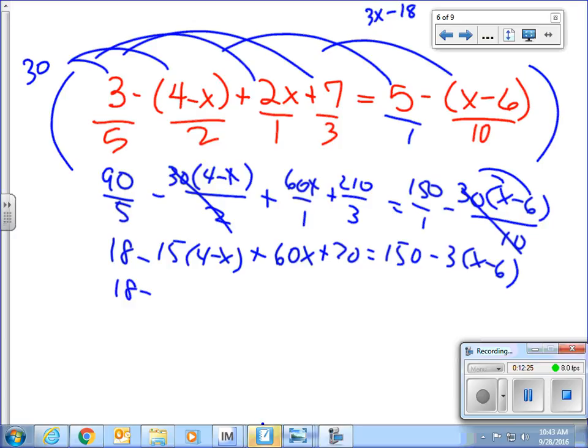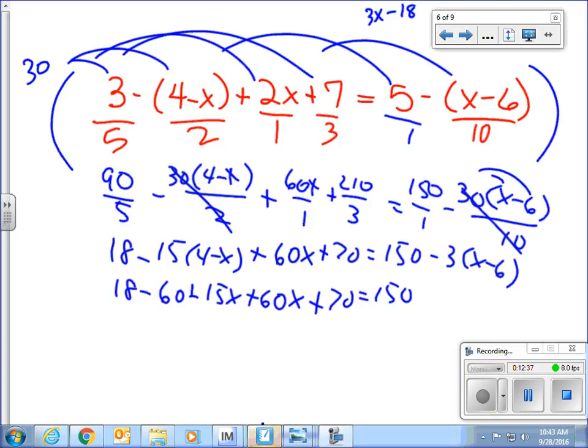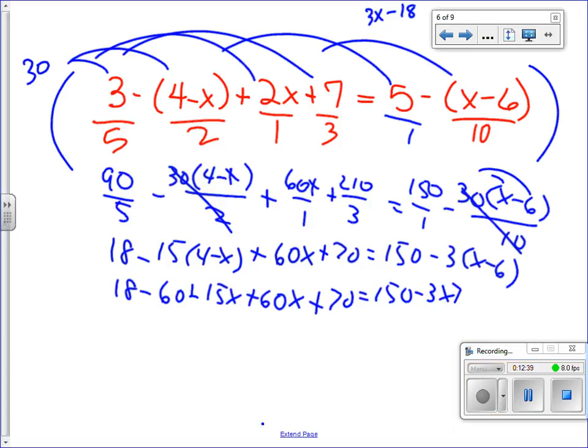All right, and so now I've got some distributive property here. I got 18 minus 60, actually that's not going to be a plus, 15x plus 60x plus 70 equals 150 minus 3x plus 18. You want now? Yeah, but they're not difficult. That's the whole point of it. You just got to keep up with it.